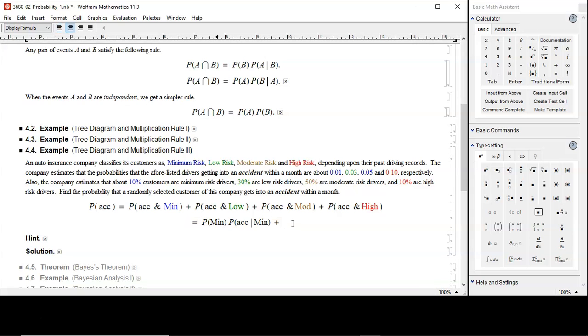And then a similar thing comes here. Accident, low risk driver, that's the condition, and then the probability of the conditional probability.